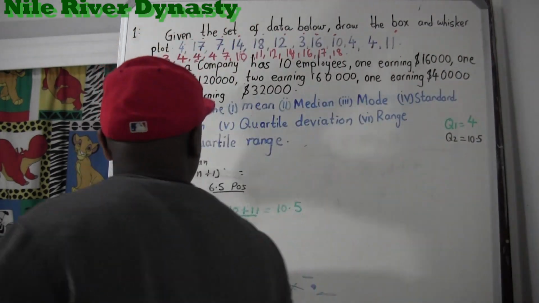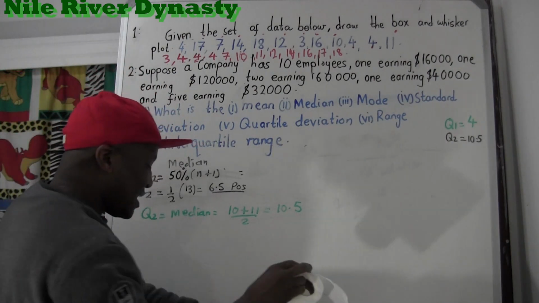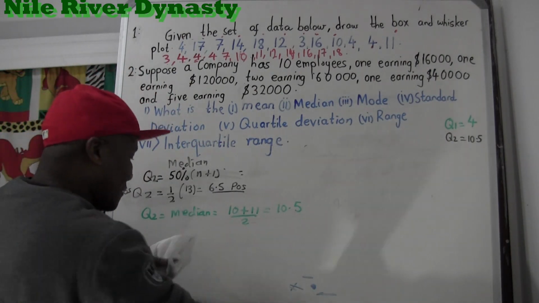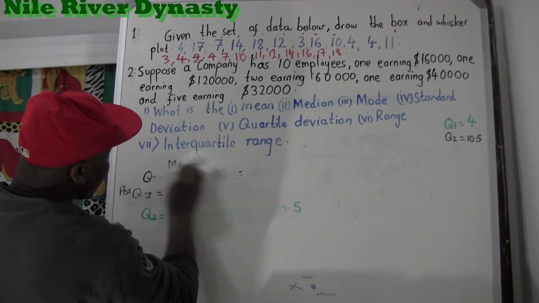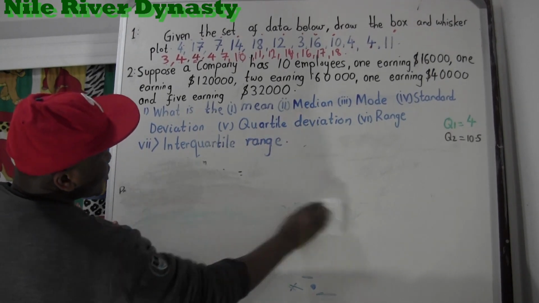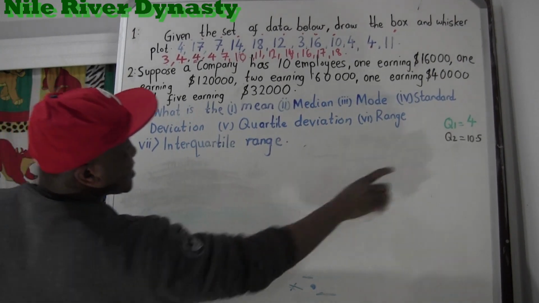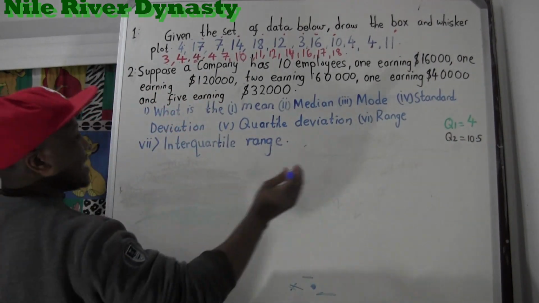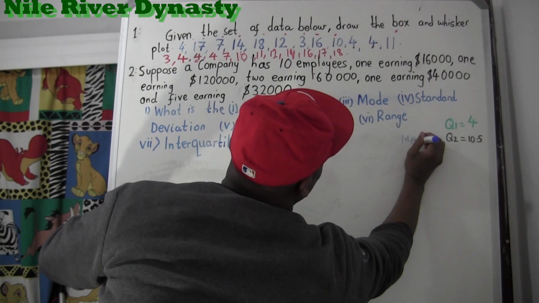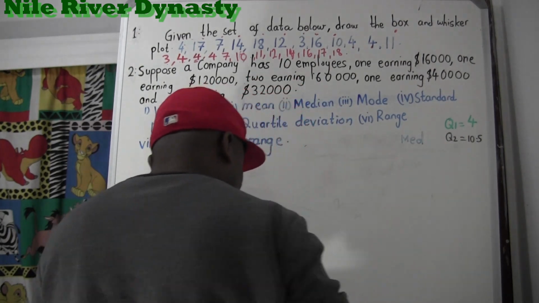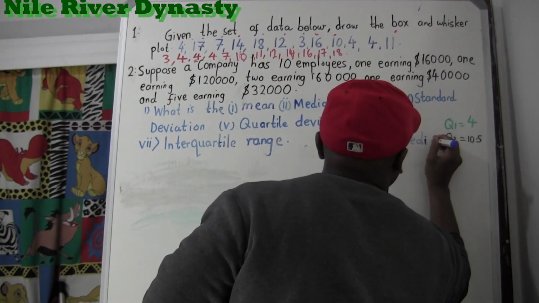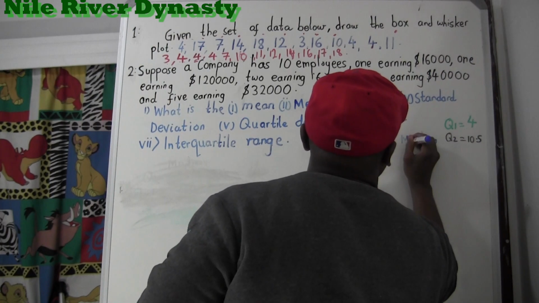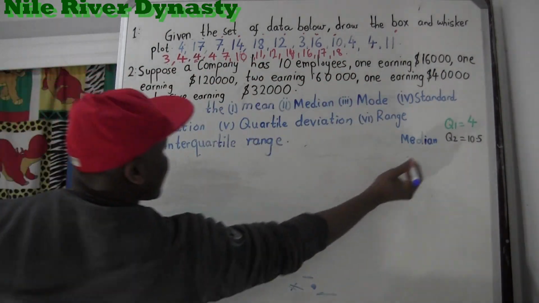Now we go for quartile 3. Quartile 3 is going to be the 75 percentile. So quartile 2, sometimes we call it the median. This is the median here. Quartile 2, we can call it the median.